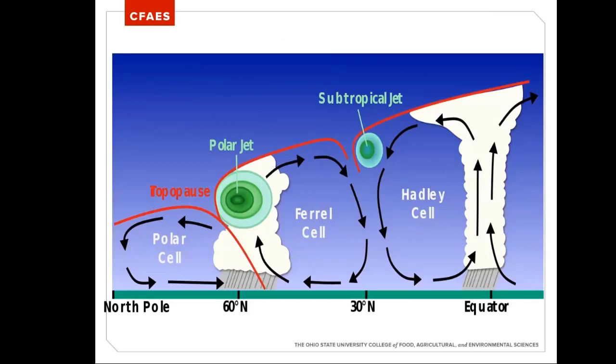So where the Hadley cells come together, where the Ferrel and the polar cell come together, you tend to have a lot of rain because you've got rising air. But where you have sinking air, where the Hadley cell comes together with the Ferrel cell, about 30 degrees north latitude, sinking air means dry air and a high pressure system.